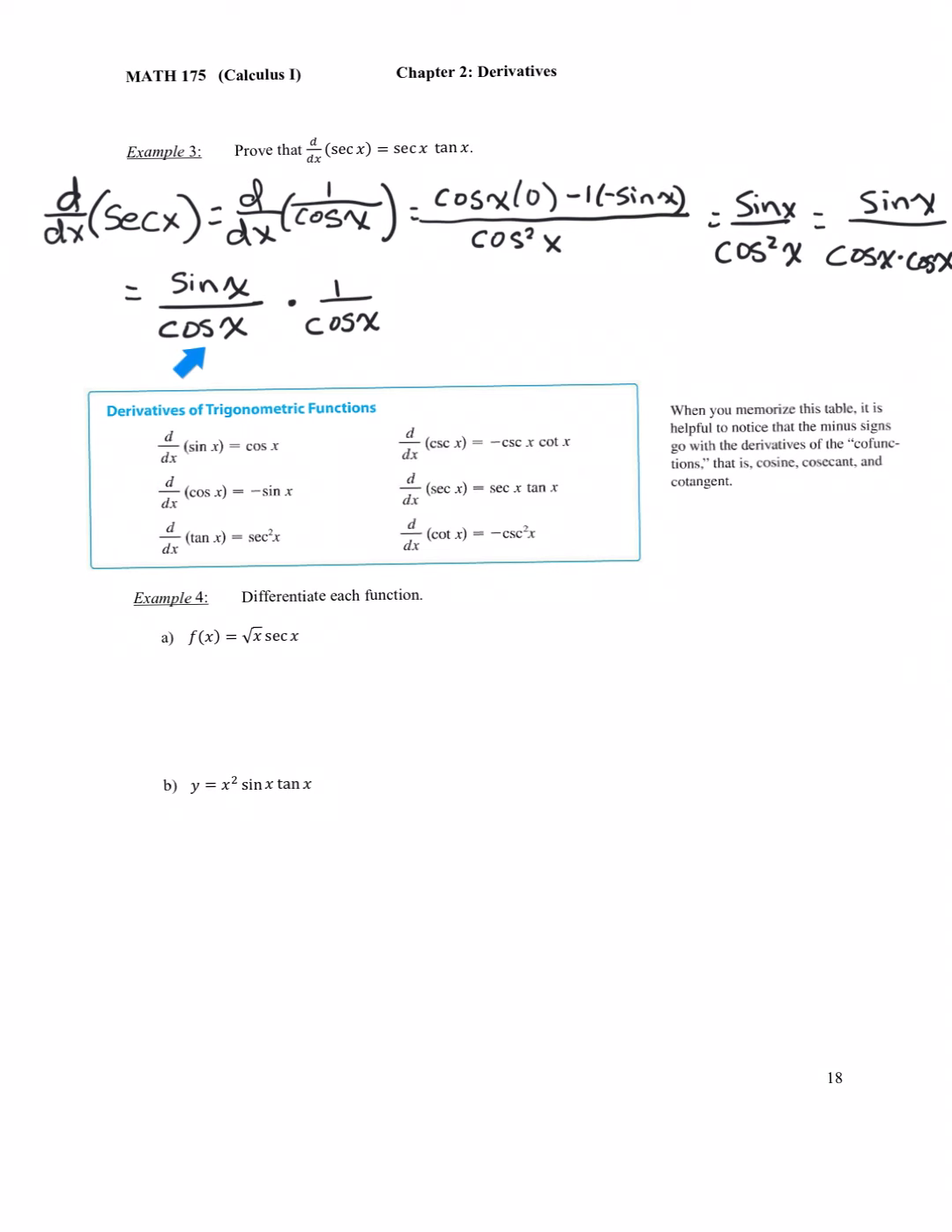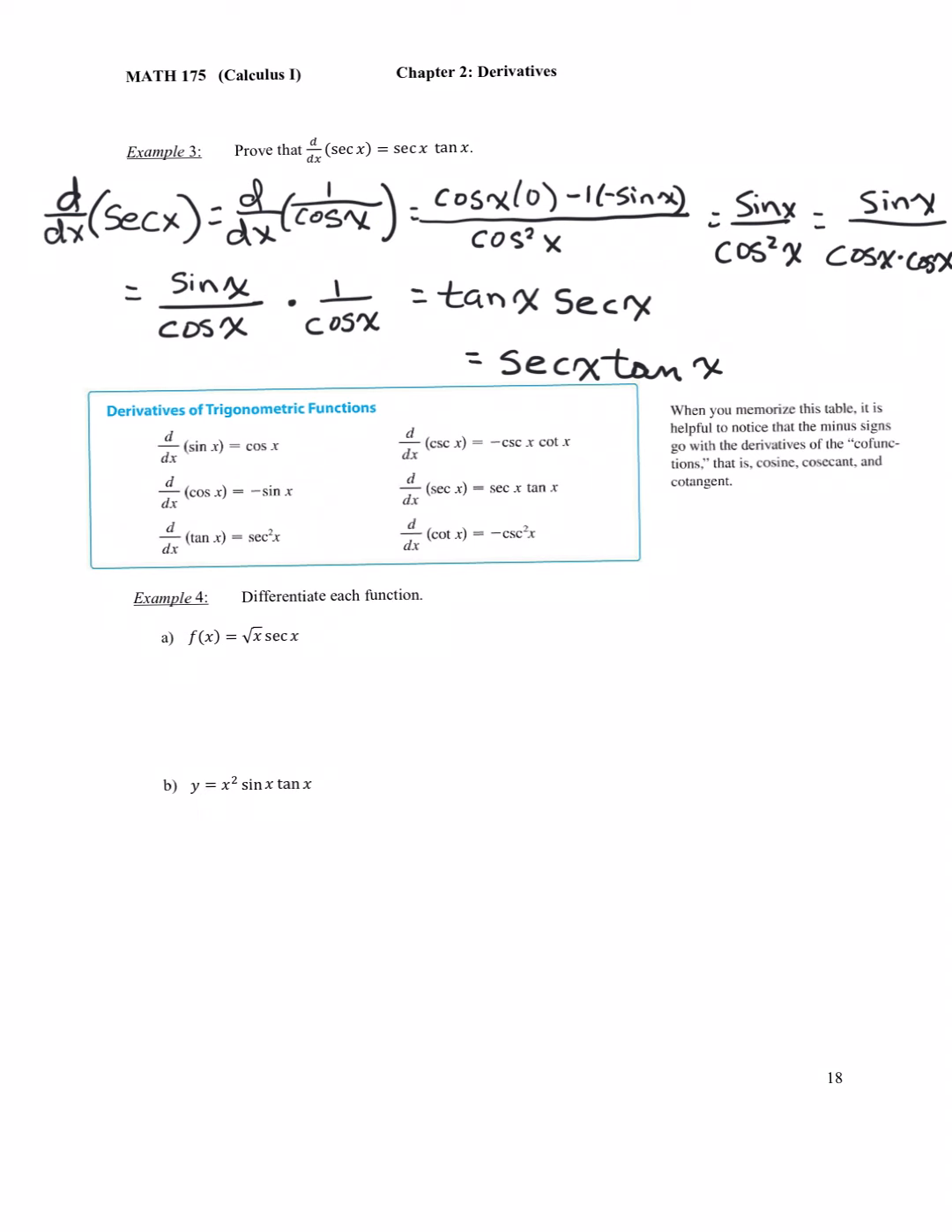Please recall, tangent is the same as sine over cosine. So from here, I'm going to change that first fraction into tangent. Also recall, 1 over cosine is the same as secant. So we have just shown that the derivative of secant is secant tangent.